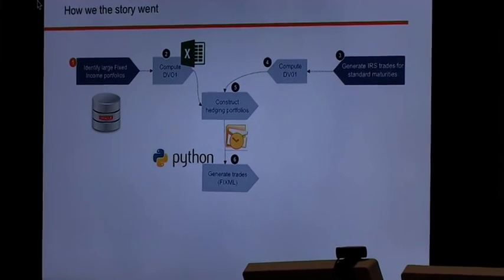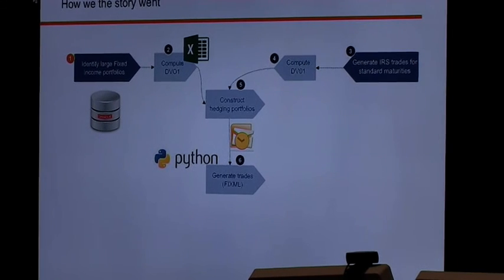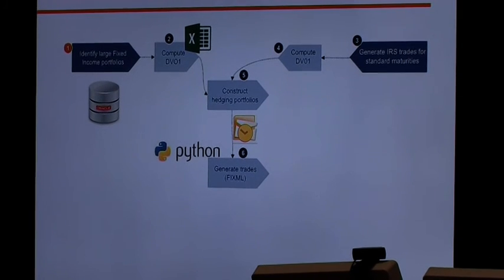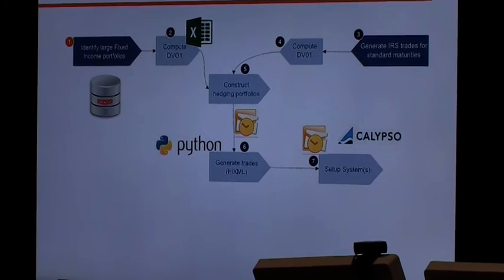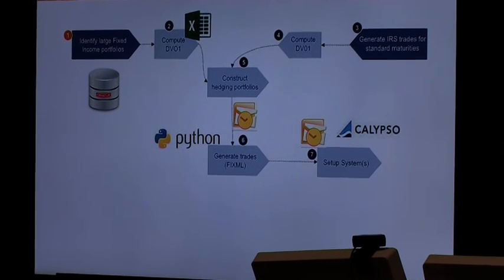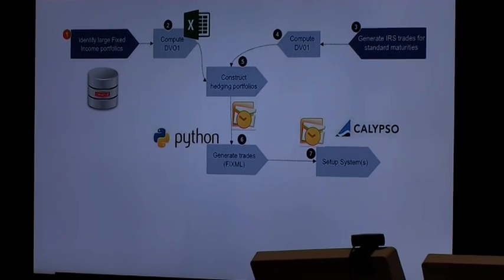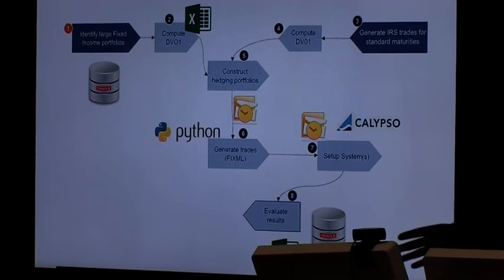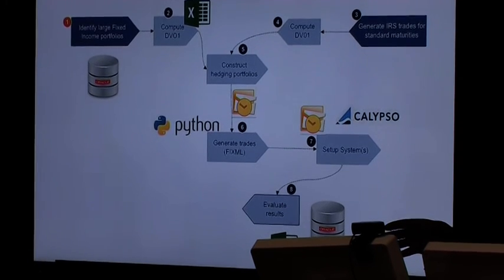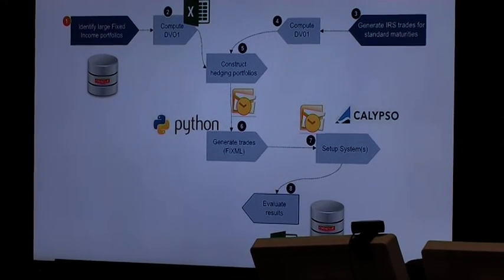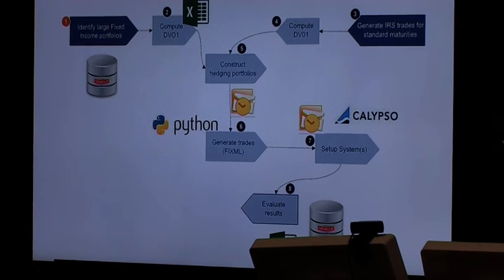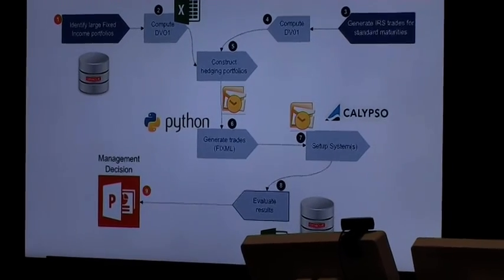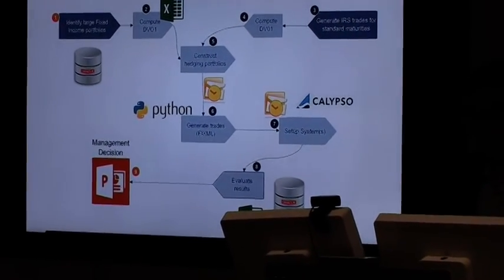Then I realized that I had to generate some XML, so I emailed some files to my laptop. I generated XML files. I then uploaded them individually on the trading system. Then we got some results. So we had 2 trading systems. We had some risk results. They were in an Oracle database. We copied them to Excel. We evaluated the results, and then in the end, you have some basis for a management decision in PowerPoint.